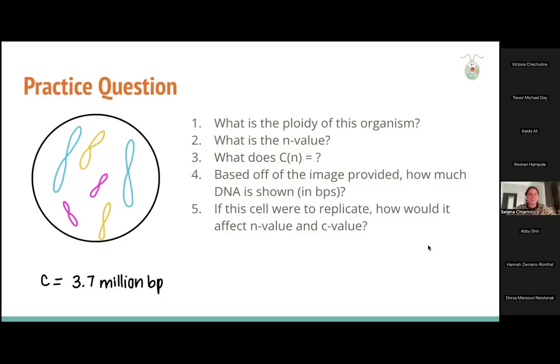All right, practice questions. So this practice question actually has 5 parts, just kept it concise, all based off of this diagram. So what's the ploidy of this organism? What's the N value? For number 3, please don't get confused about the letter C. That just means coefficient. And then that's going to reflect the total chromosomes in the genome based off the image provided, how much DNA is shown, and base pairs. So please use the C value in the bottom corner. And then if the cell were to replicate, how would it affect the N and C value? So give it a quick pause, ponder it, and then come back. Okay, hopefully you paused and you came back now.